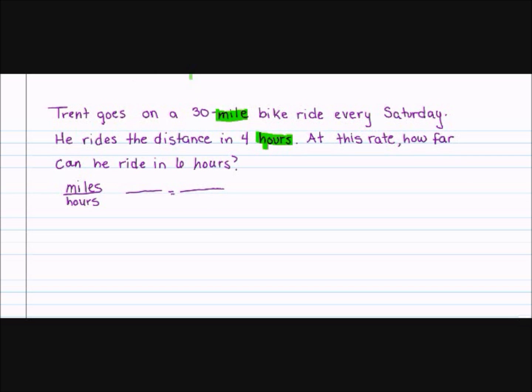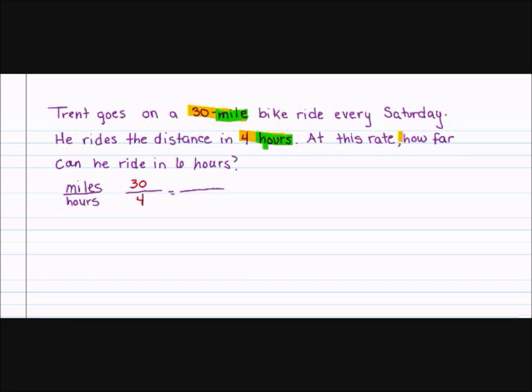Okay, let's go back and check it out. Trent goes on a 30-mile bike ride every Saturday. He rides a distance in 4 hours. So let's see if that makes sense. He goes 30 miles in 4 hours. Okay, that makes sense. Let's read on.